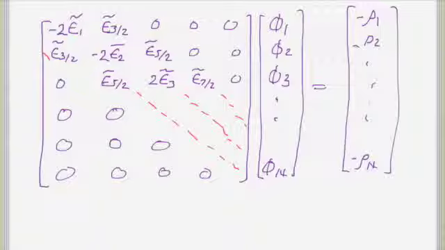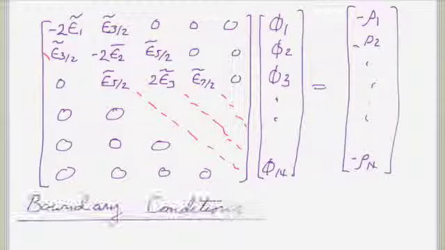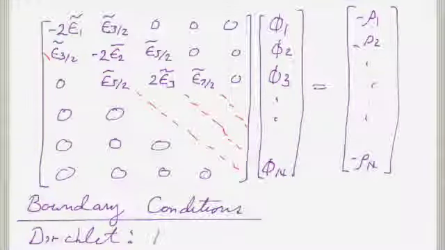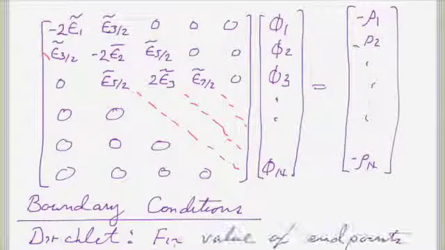There are two kinds of boundary conditions: Dirichlet and von Neumann. Have any of you messed around with this before? The first one we'll talk about is Dirichlet. Dirichlet boundary conditions mean you just fix the value of the endpoints. Seems reasonable. The next one we'll talk about is von Neumann, where you fix the value of the derivative.